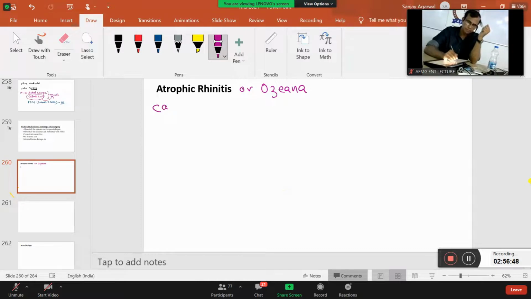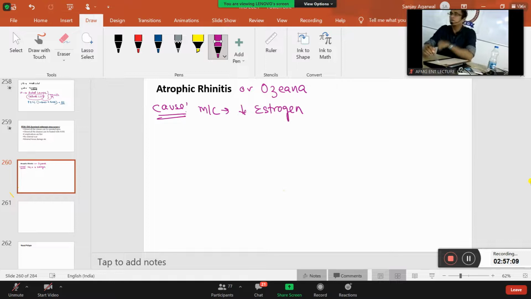So once again, cause. Atrophic rhinitis can be caused because of many problems. Out of these three that you have to remember, what is the most common of the lot? The most common cause is decreased estrogen. And estrogen is a hormone. So you might read hormonal cause. It's the same thing, hormonal cause.